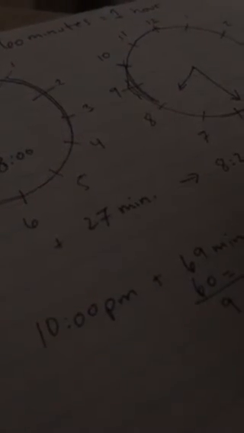Well, that 60 minutes that we took out has to go somewhere, right? It is equal to 1 hour. It's going to go to 10 p.m. and make it 11 p.m. So now we have 11 o'clock plus the 9 minutes is equal to, can you see that? 11:09 p.m. And you have to draw the clock for it.